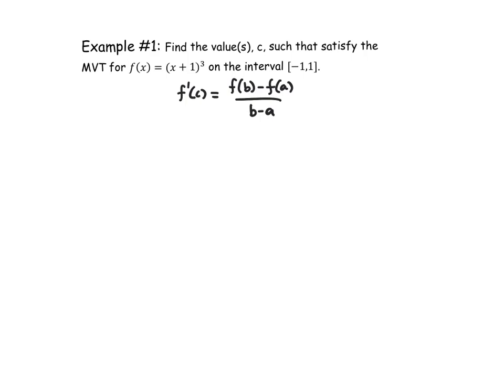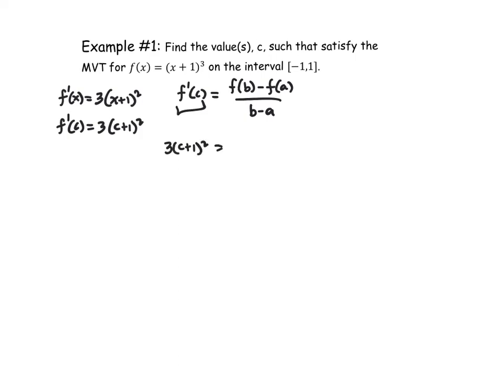Okay, so first as I dissect this, I think, well, I've got to find the derivative. Well, the derivative of the function, if I use the chain rule, will be 3 times x plus 1 squared times the derivative of x plus 1, which is 1, excuse me. So f prime at c will be 3 times c plus 1 squared. Okay, I'm going to plug that in: 3 times c plus 1 squared.